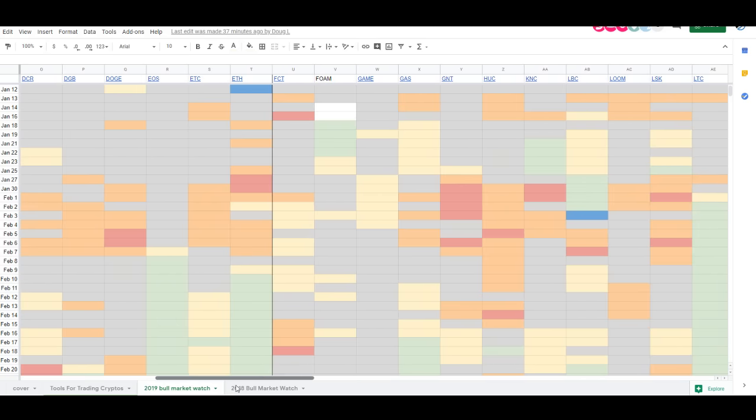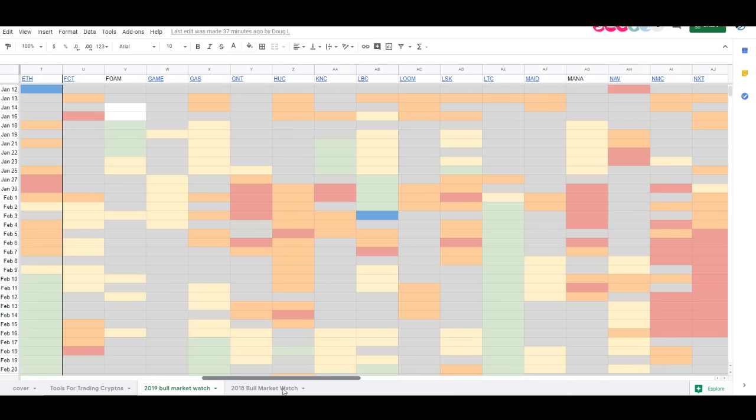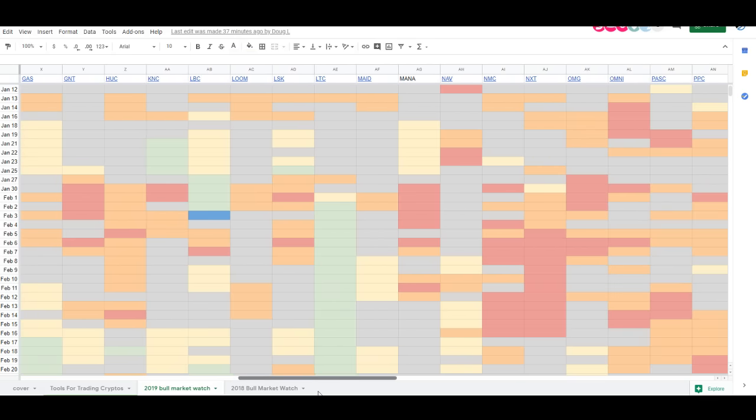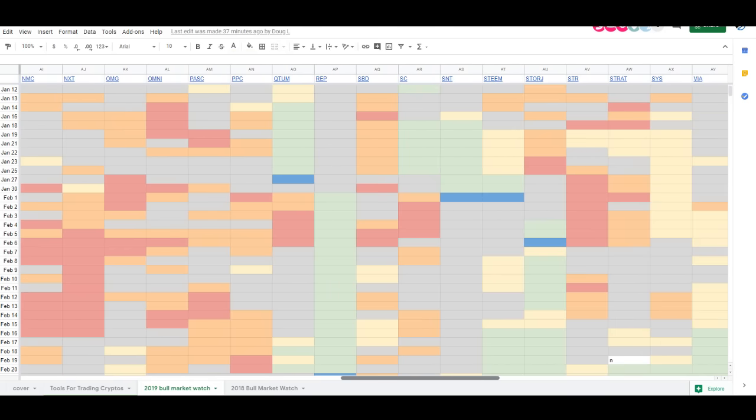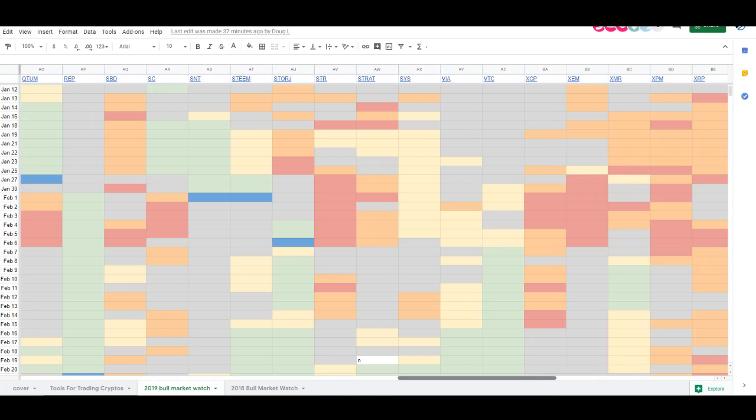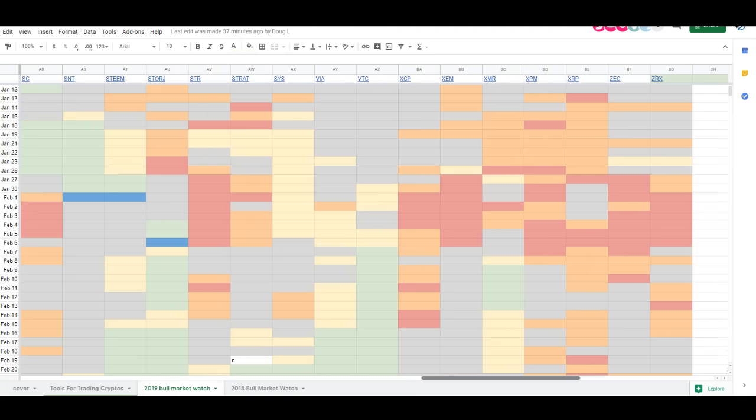And you can see as we go across time here in January, we're in late January 12th to February 20th here as we go across. There's a lot of red. There's a lot of orange. Very little green, very little yellow, lots of gray.